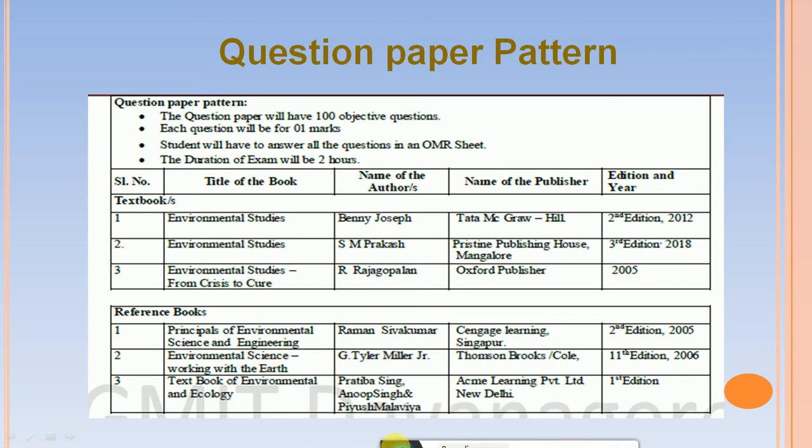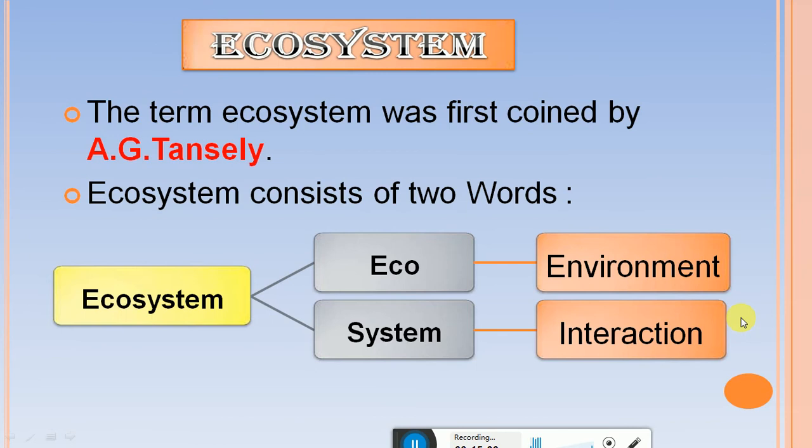So this is the pattern and the reference books. Coming to the basics with respect to module 1, I will go through some of the outlines which you must know, and sometimes you will get a 1 mark question such as what is meant by ecosystem, who coined the term ecosystem, and things like that. So basically we should understand what is meant by ecosystem.